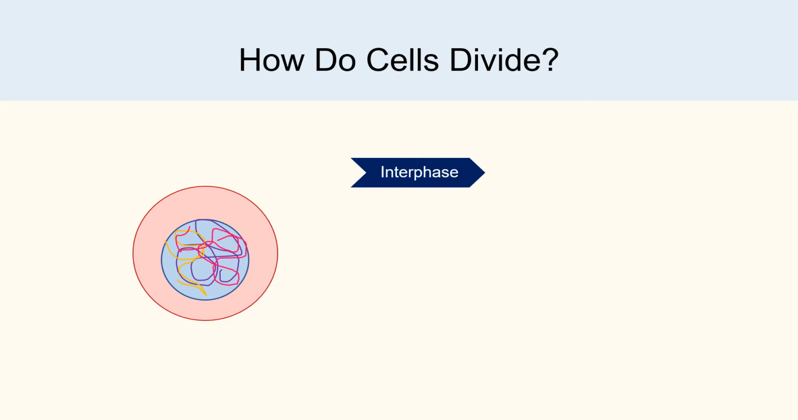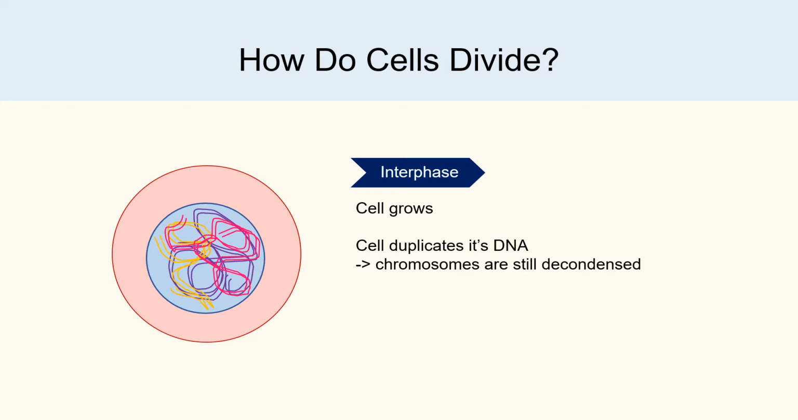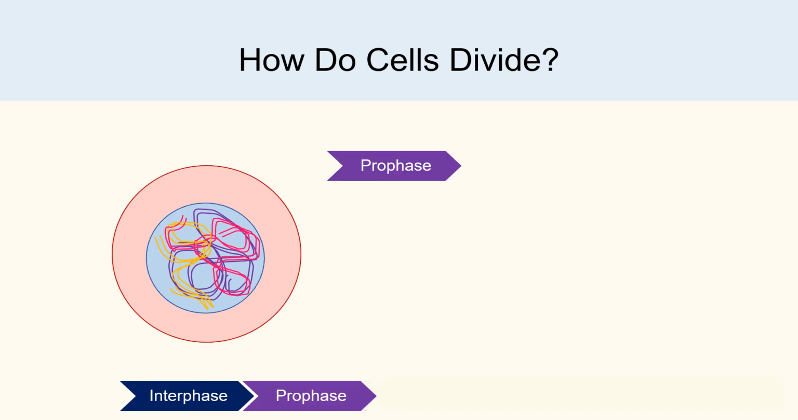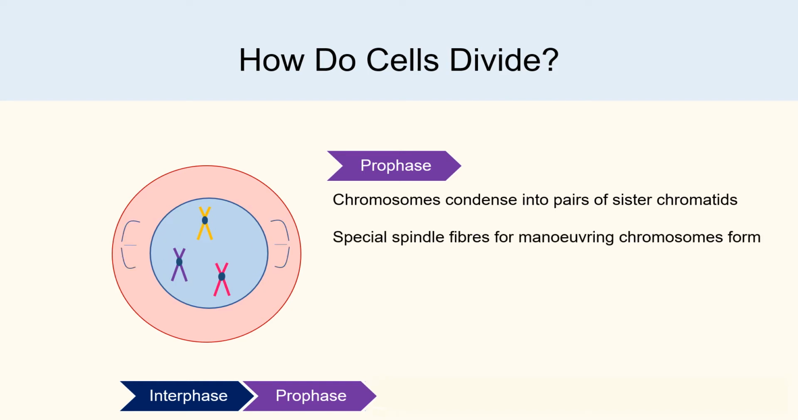Firstly, interphase. The cell grows and then duplicates its DNA, but the chromosomes are still in their decondensed state. Then we enter mitosis, which is split into a further 4 phases. Firstly, prophase. Here, the chromosomes condense into pairs of sister chromatids. Then, special spindle fibers for maneuvering the chromosomes form. Then the nuclear membrane begins to break down.